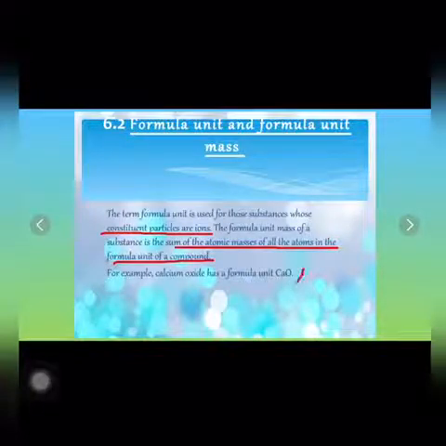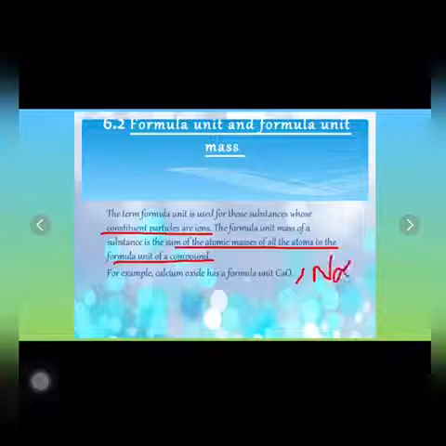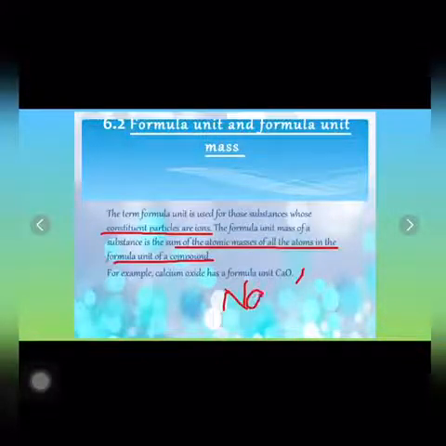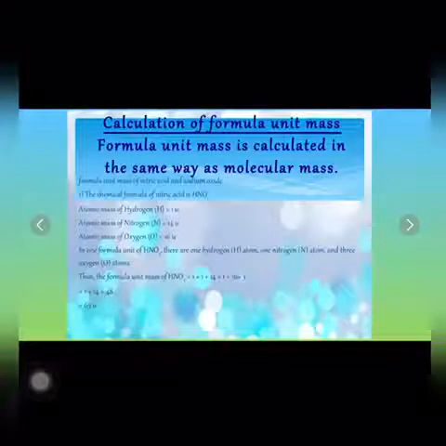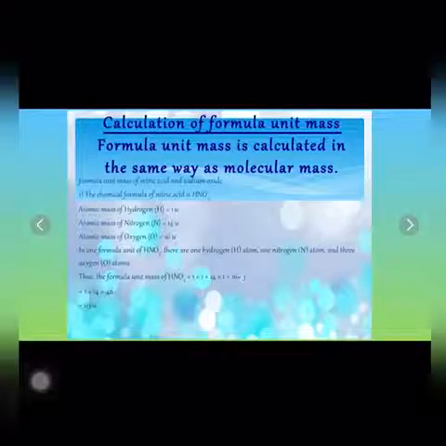Calcium oxide and NaCl are some of the examples of formula unit mass. Now let us see how to calculate formula unit mass, and it is calculated in the same way as we have calculated the molecular mass. Now let us see the example of nitric acid and sodium oxide.